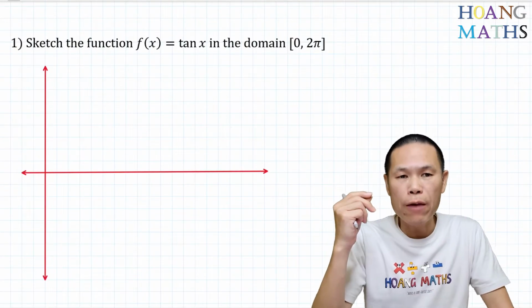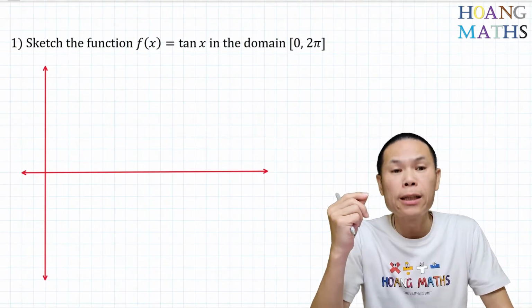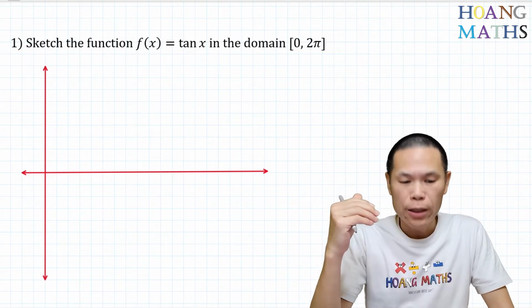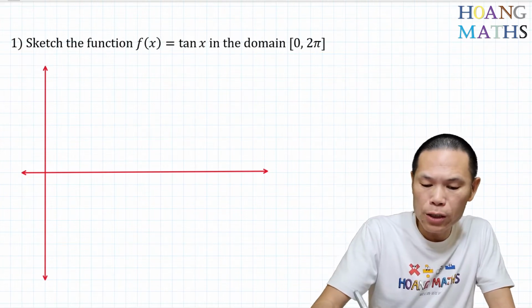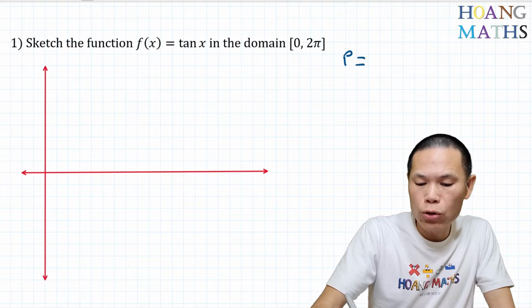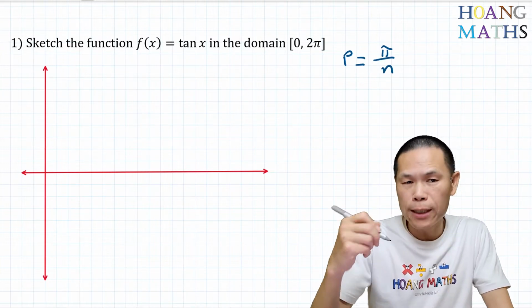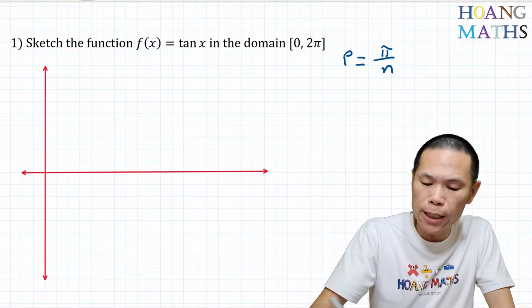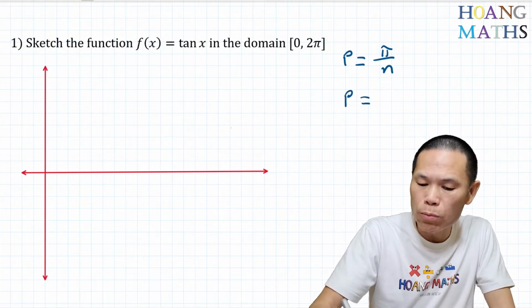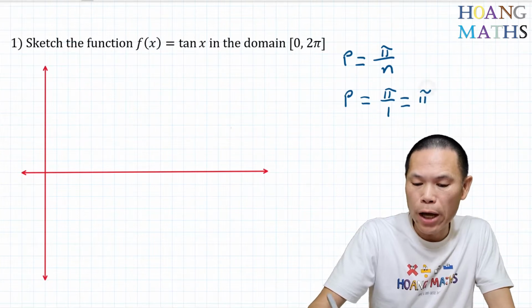So to sketch f of x is equal to tan x between 0 and 2 pi, let me just find the period first. P is equal to pi over n. So the coefficient is n, and n is 1 in this case. So P equals pi over 1, so that will give me pi.